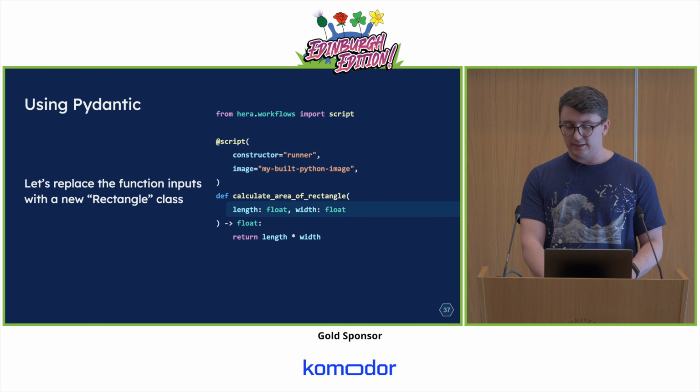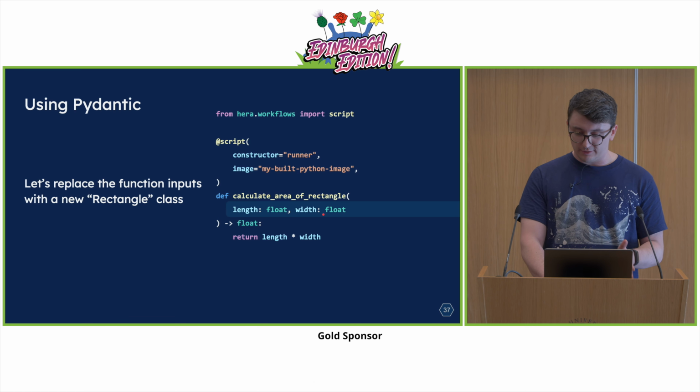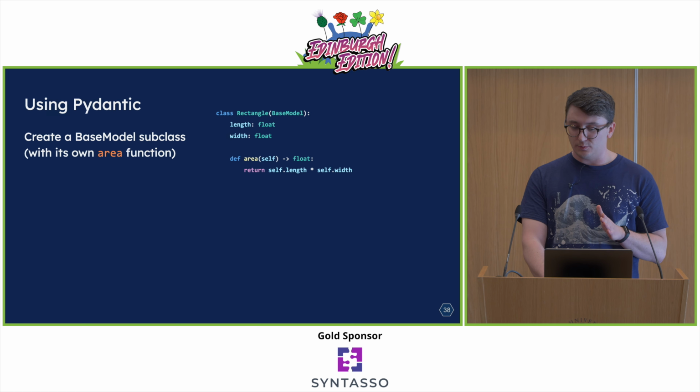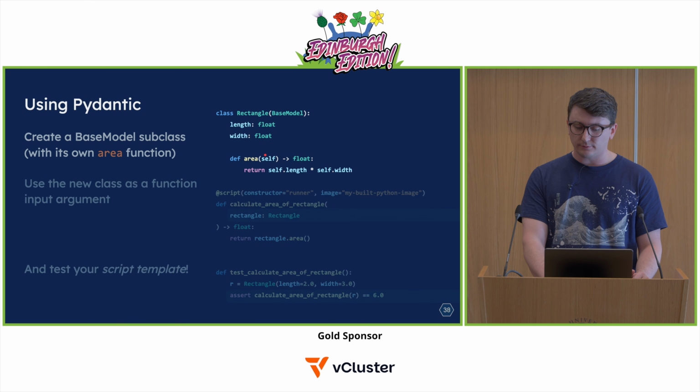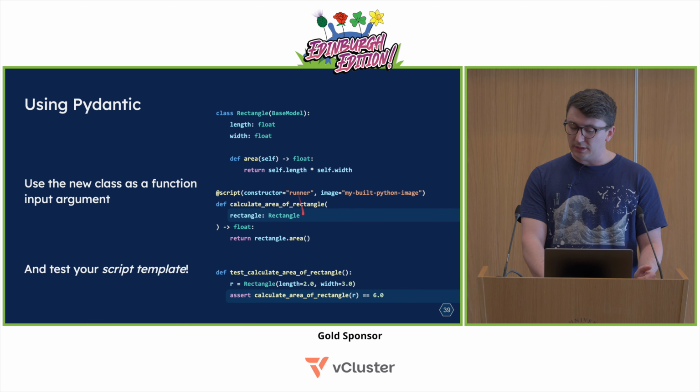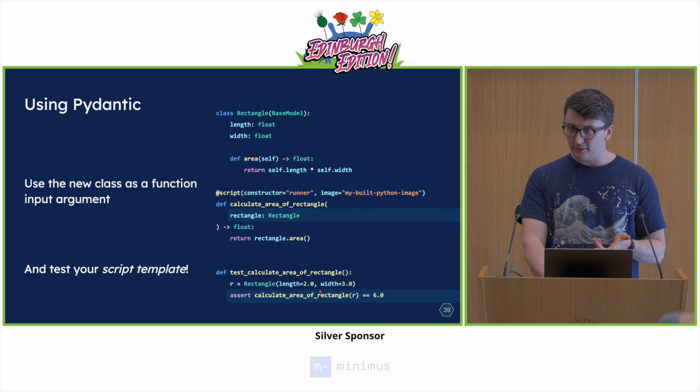So using Pydantic, let's replace this length and width, very complicated business logic, calculating the area of a rectangle with a rectangle class. So what you need to start with is the rectangle class. It's a subclass of base model which comes from Pydantic, and we're going to give it a function on that class. And then simply changing the input here, we are using the rectangle directly within the function. And then we're still testing the template.